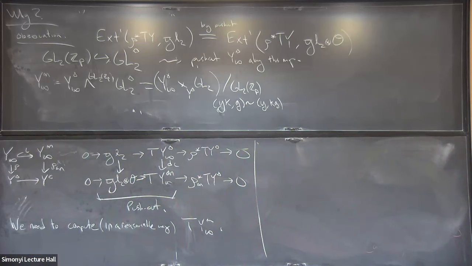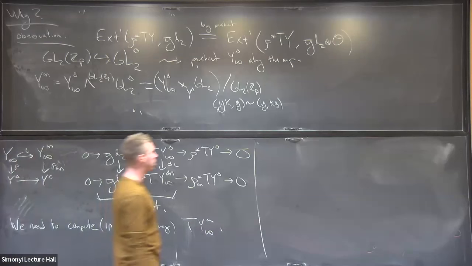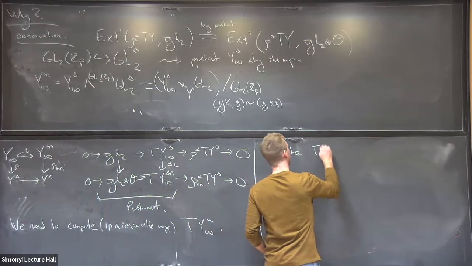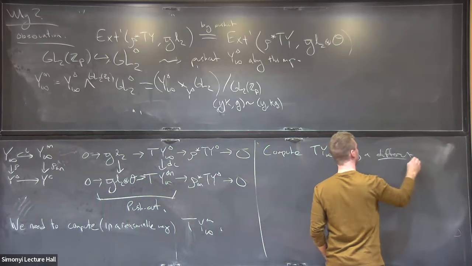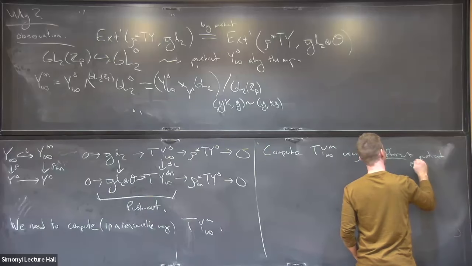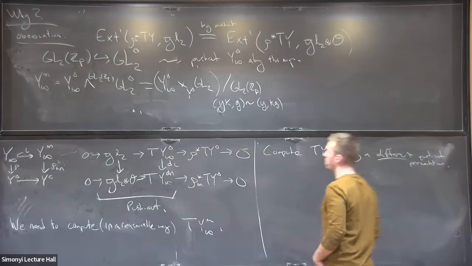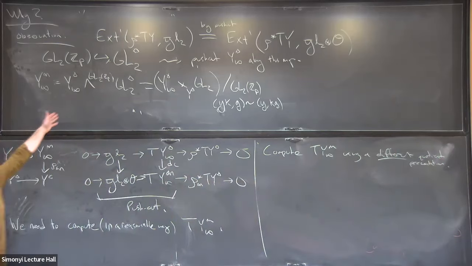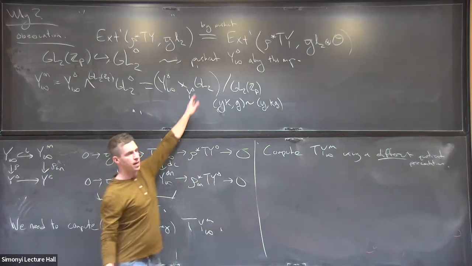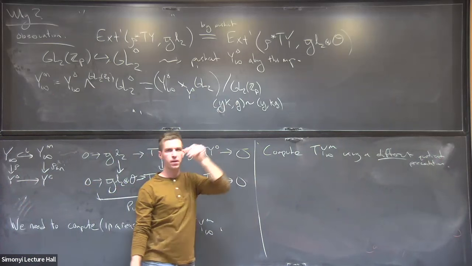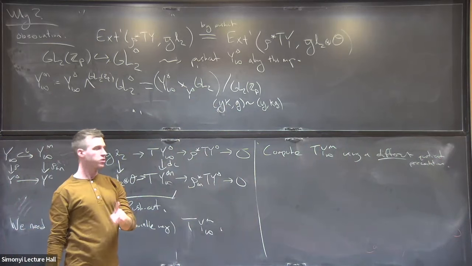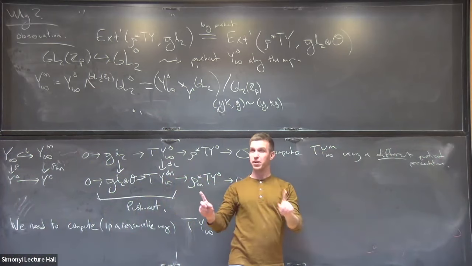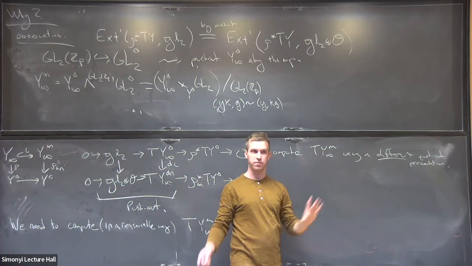What I want to do is compute the tangent space of Y infinity n. The tangent space of Y infinity n, I'm going to compute using a different quotient presentation. Y infinity n is defined using a quotient: the quotient of Y infinity times GL2 by GL2 of Z_p. This is not going to help me because I don't know what the tangent space of Y infinity is. I need to write down Y infinity n some other way where I already know what the tangent space of everything involved is. That's what's going to help me compute the tangent space here.